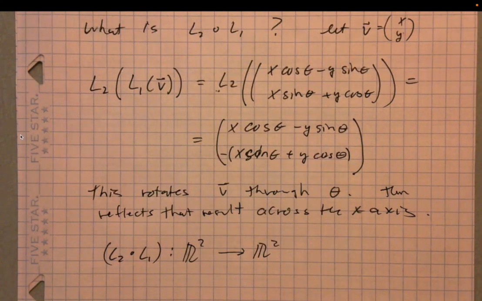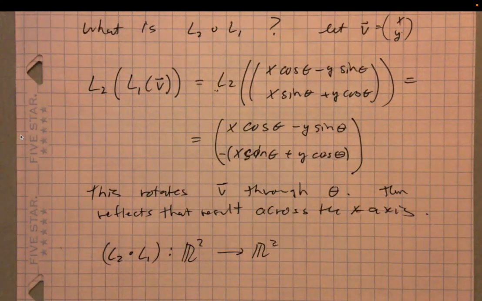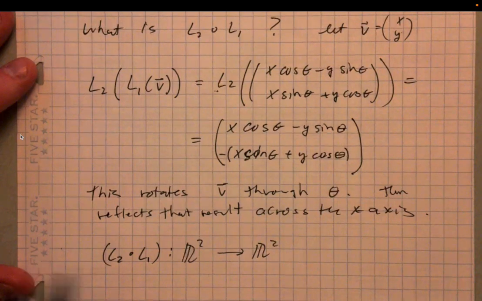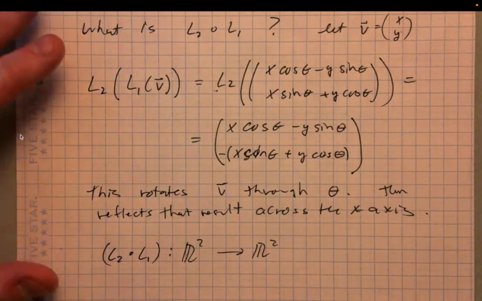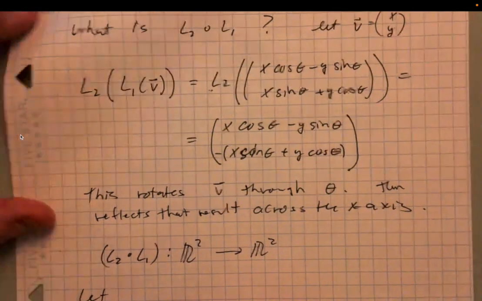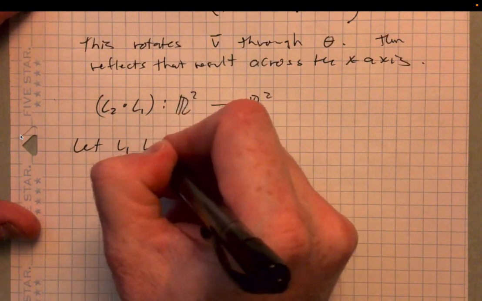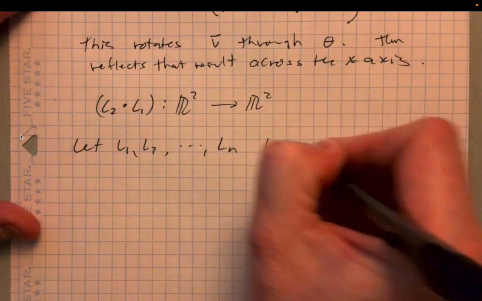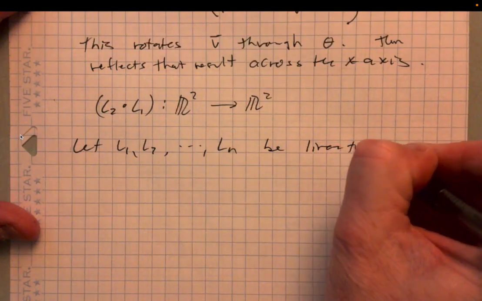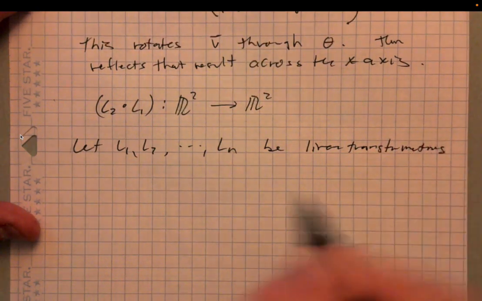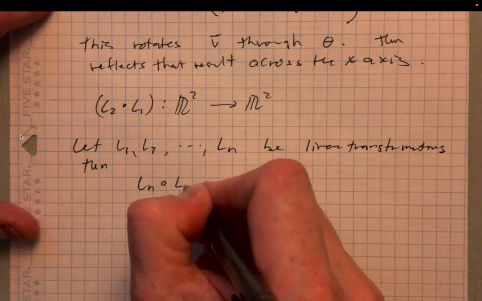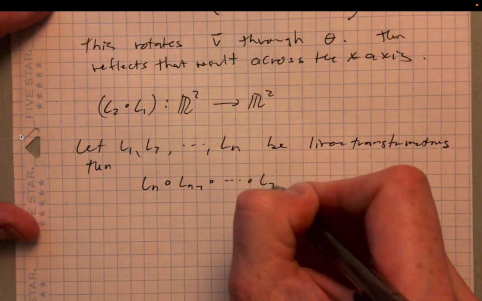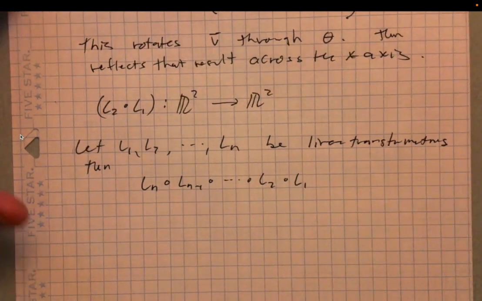Okay, and so compositions of linear transformations are linear transformations, and we just really talked about two linear transformations, but that result generalizes to n linear transformations. So let L1, L2, through Ln be linear transformations. Then Ln composed of Ln minus 1, composed of ..., composed of L2, composed of L1 is a linear transformation as well.